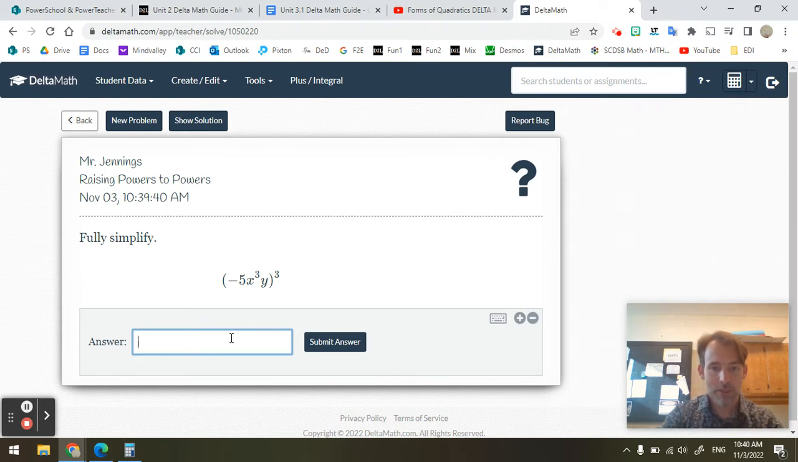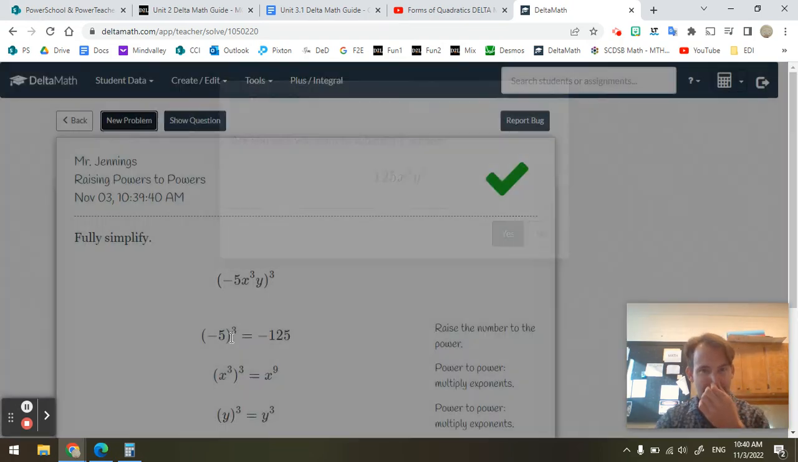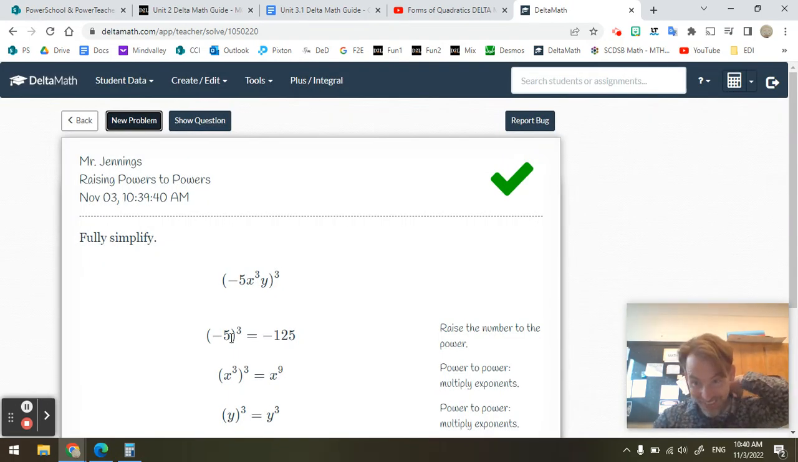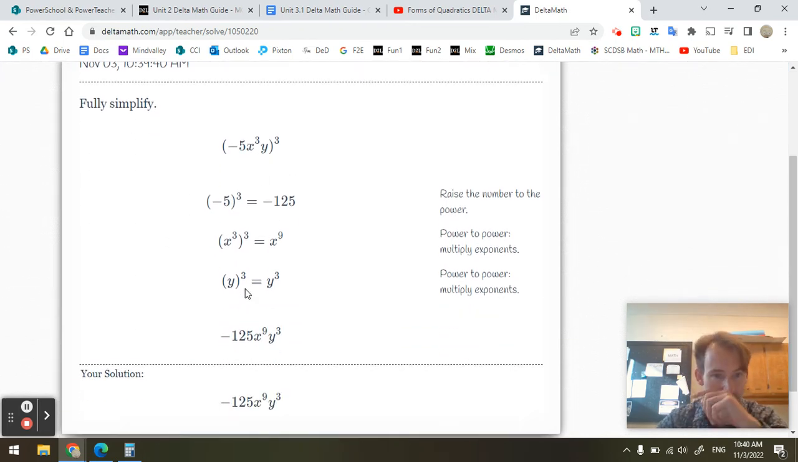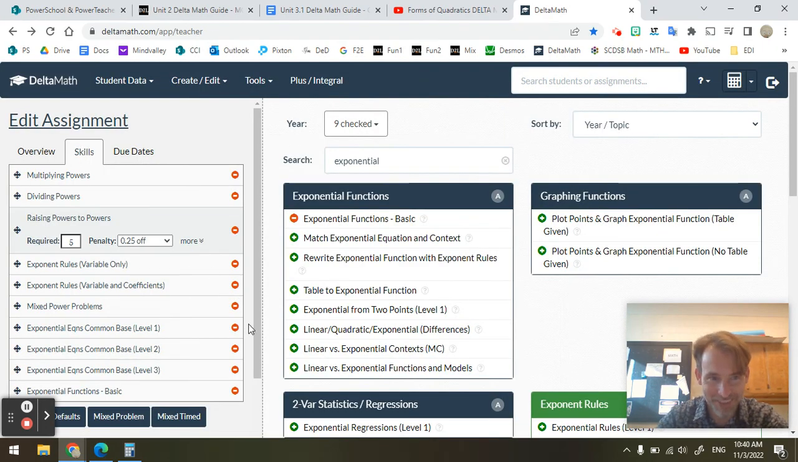Write it in. X to the 9, and y to the 3, there. Hooray! And don't forget that important step. So that's raising powers to powers. And you can follow along and see what they do. They see these little things inside there, break it all down, and put it all together. That's fine. You can do it that way too. It's the same as my way. It's all in one line with mine. It's not better or worse, just whatever gets you the right answer.